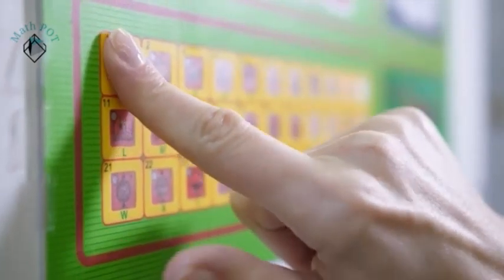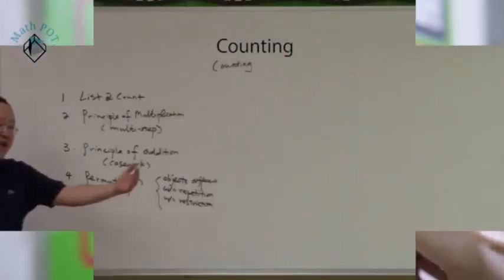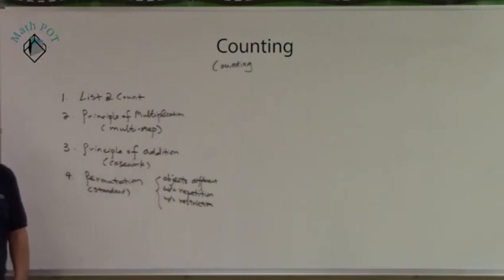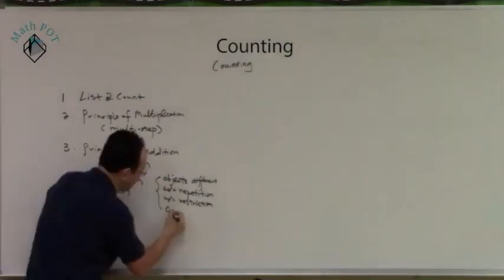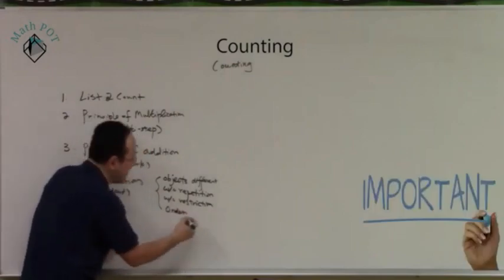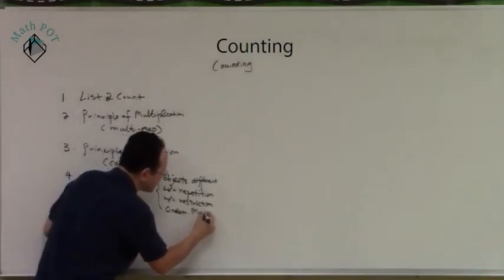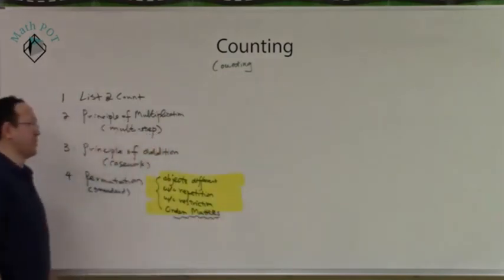So that means if you want to do any selection, you can select anyone. No one can be ruled out, so there is no restriction. The last one is super, super important. It's called order matters. That is a very, very important feature for the permutation.